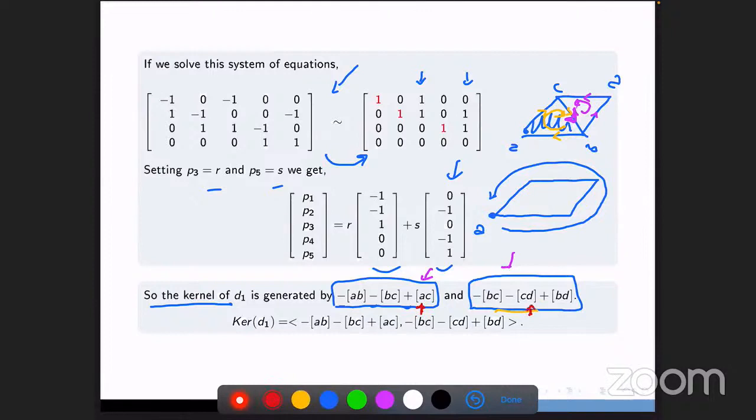Now, when you take the negative of this, what's going to be happening? BC plus CD minus BD, right? So if we add it to this one, these BCs are going to cancel out, and what is left will be negative AB plus AC, and it will give you this BCD, this loop here. So this loop is generated by these two. Okay, we have that too.